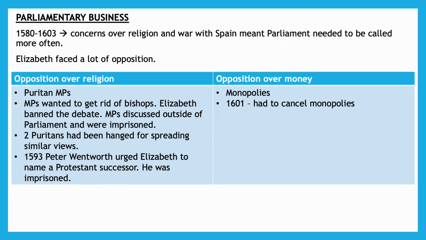In 1601, she did accept that she needed to cancel the monopolies, and in her famous Golden Speech, she flattered MPs. It was about how much she loved her people, to try and reduce the opposition and gain people's affection again.